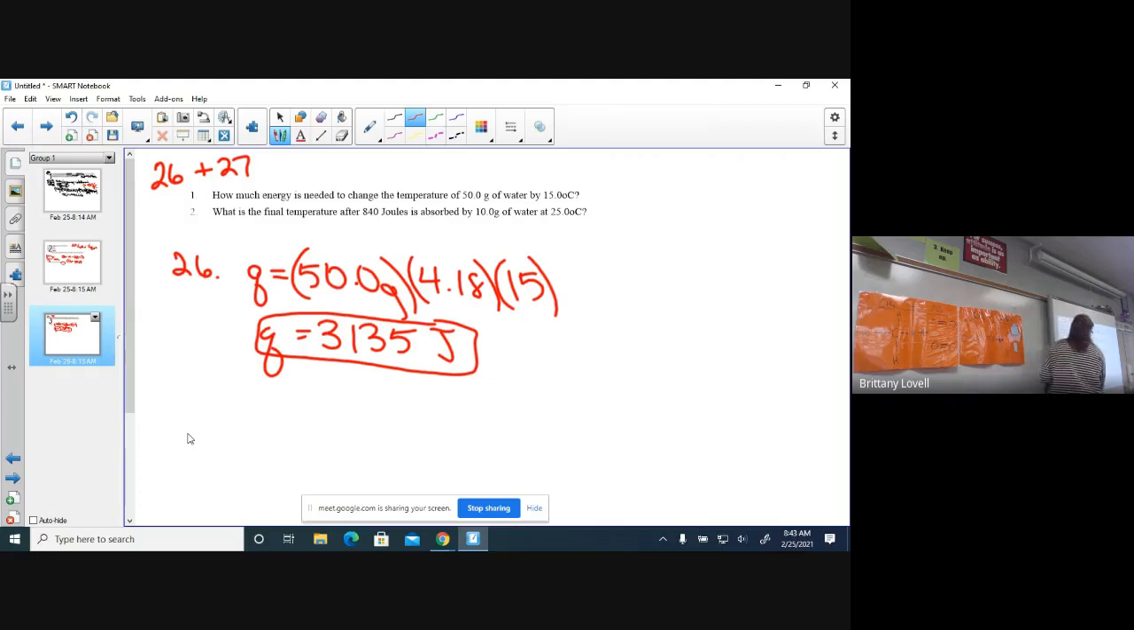If that's incorrect, what'd you get? I got 3,139.5. That's what I got too. I got what Jacob got. Times 4.18 times 15. It's because some people did 4.184, which is exactly what's on the board. Okay. So if you do 4.18, it's 3135. If you do 4.184, it's something else, 3138.